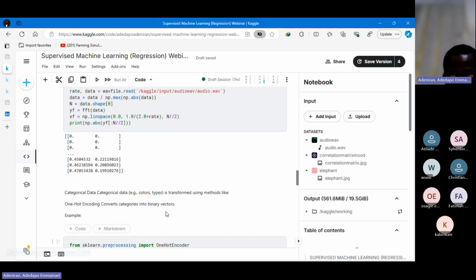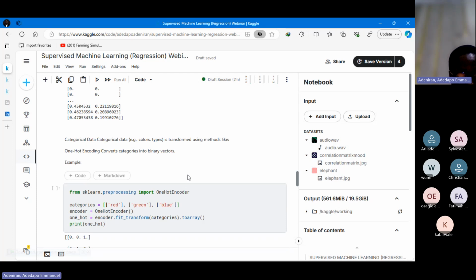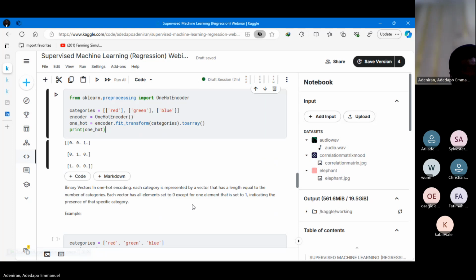So categorical data, as we said in our previous lessons, can be converted to numerical data through either one-hot encoding or label encoding. This is an example of how one-hot encoding can be used for converting categories like color, for instance, red, green, and blue. Red is converted to this, green is converted to 010, and blue is converted to 100. This is done automatically by the one-hot encoder, which is under the preprocessing module of the sklearn library.